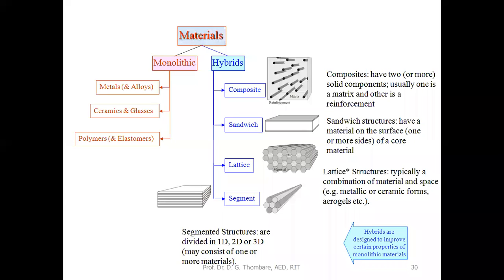So I gave two examples by which you will understand what the issues are in selecting materials. Let us go into some more details about the material. Materials can be divided into two major categories: monolithic materials and hybrid materials. In monolithic materials, you find metals and their alloys, ceramics and glasses, polymers and elastomers. In hybrid materials you can have composites, sandwich materials, lattices, or segmented structures.